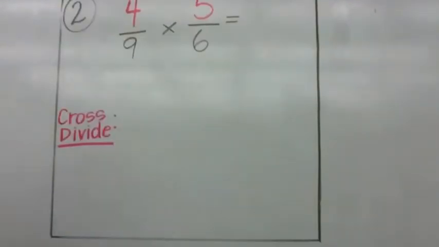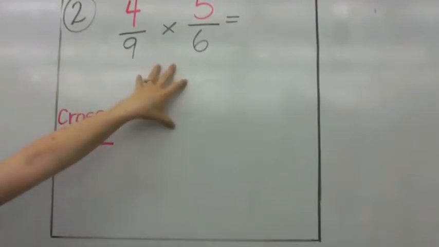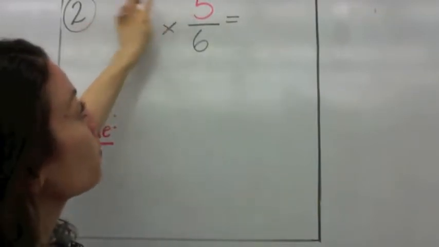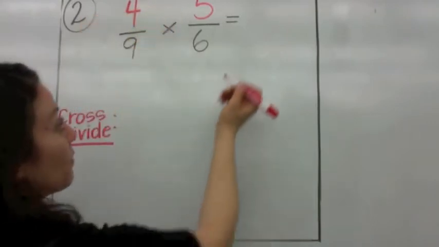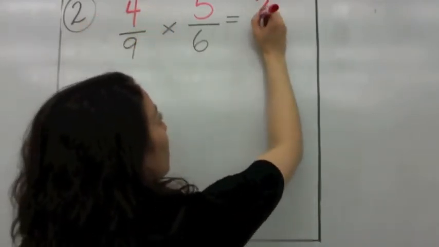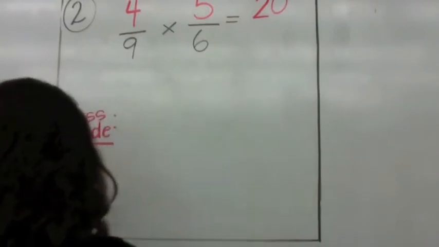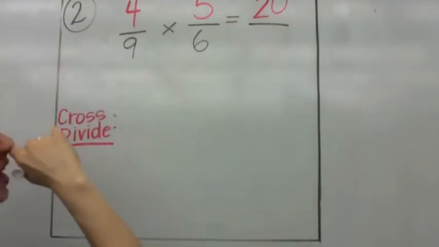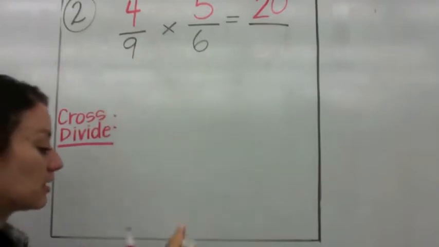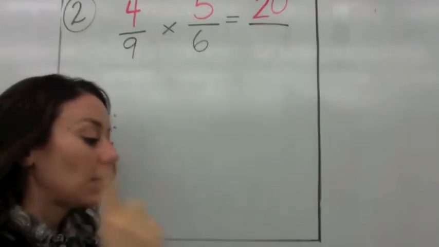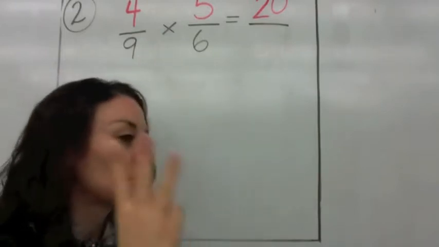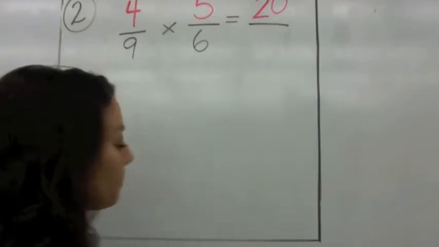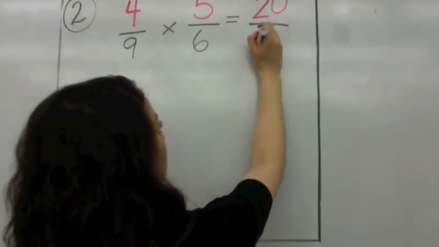Okay, so let's go ahead and solve this problem. Now, if you were to multiply out these fractions, you would first multiply across the top. What is 4 times 5? 4 times 5 is 20. Very good. And then you would multiply the denominators. What is 9 times 6? Remember, 9, 18, 27, 36, 45, 54. So it is 54.